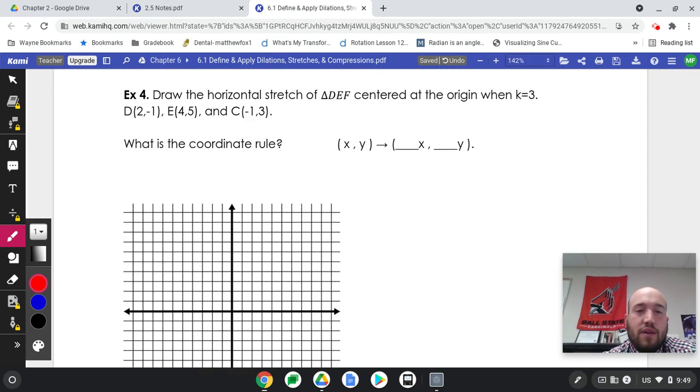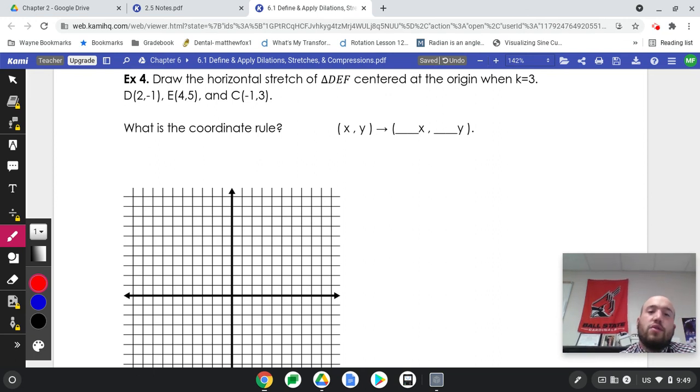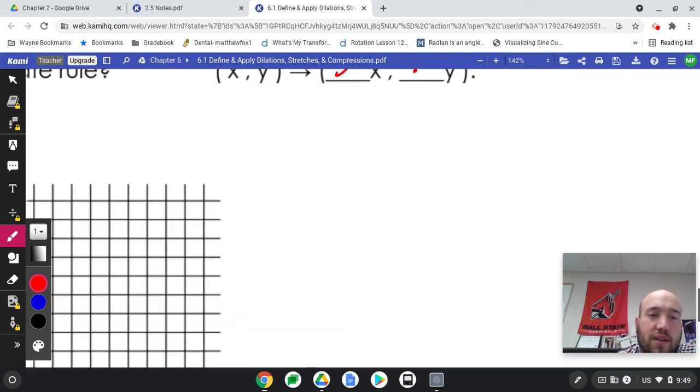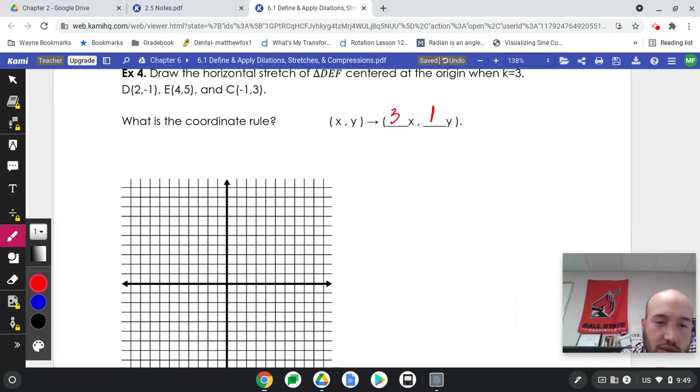Okay, our final one. Draw a horizontal stretch. So you know it's going to stretch in the x direction. Okay, the height will stay the same, and it has a scale factor of 3, so we got to put a 3 here, 3x. The height does not change, so I can put a 1 there. Now let's plot these original points. Whoops. So 2, -1. That's D. 4, 5. That's E. F is -1, 3.